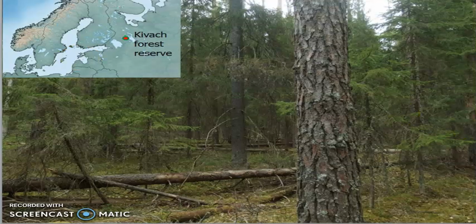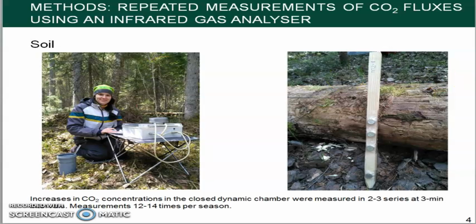The study was made in an old-growth boreal forest, a mixed one, mesic site conditions, and the forest is located in the Republic of Karelia, Kivach Nature Reserve, middle boreal zone. We measured CO2 fluxes with a closed dynamic chamber method using repeated measurement series, and at the same time we recorded temperature, moisture, and such characteristics as bulk density of wood and bark, nitrogen and carbon concentration, and so on.